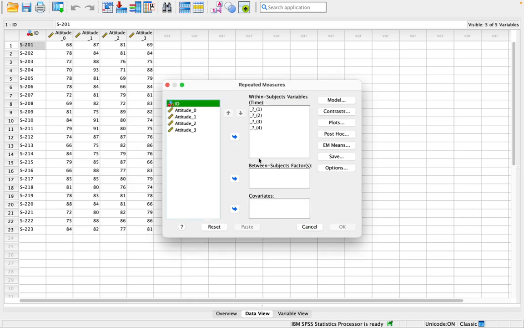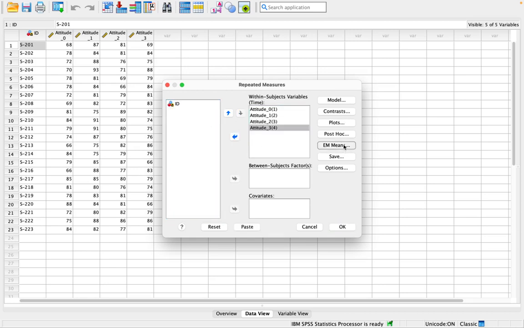Next, I need to define those. And so the first time period is actually my attitude 0. The second time interval was my attitude 1. My third time interval is my attitude 2. And then my fourth time interval is attitude 3.